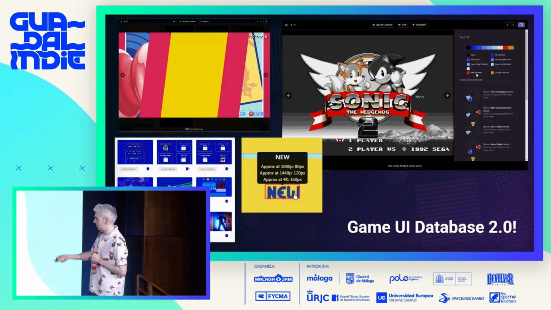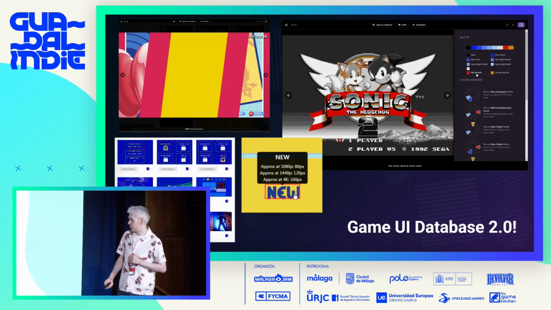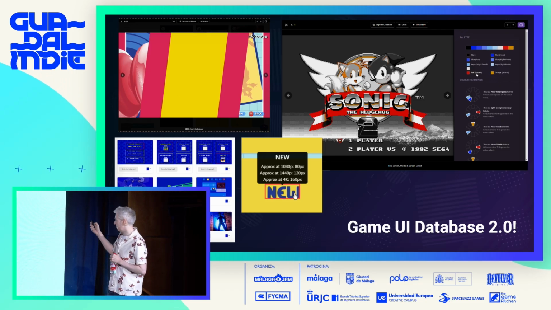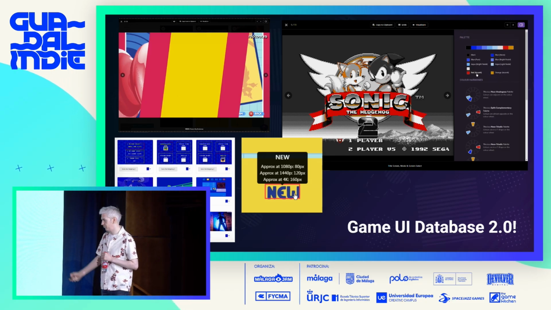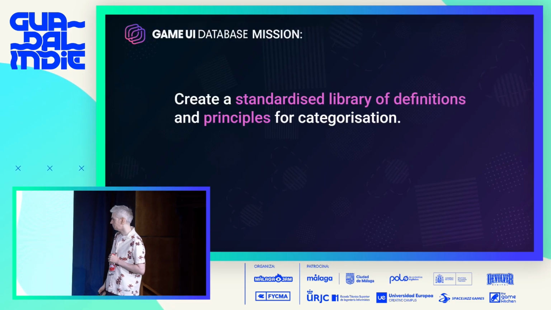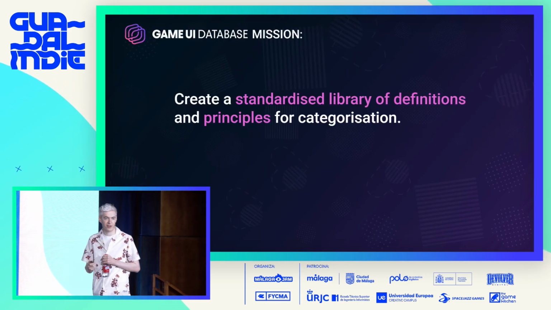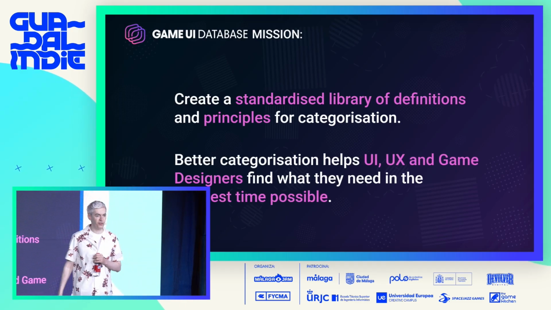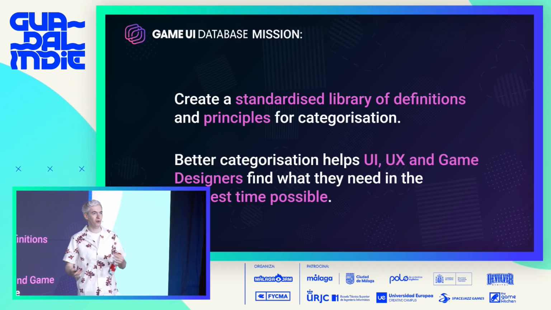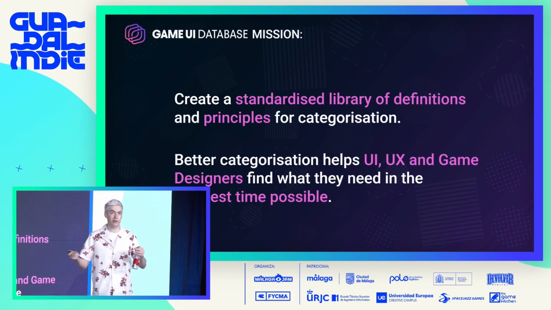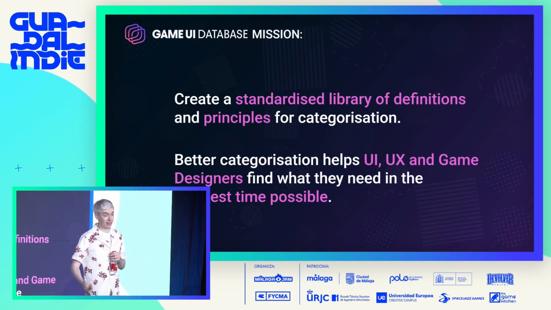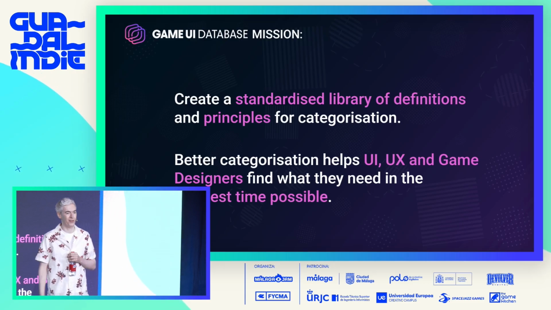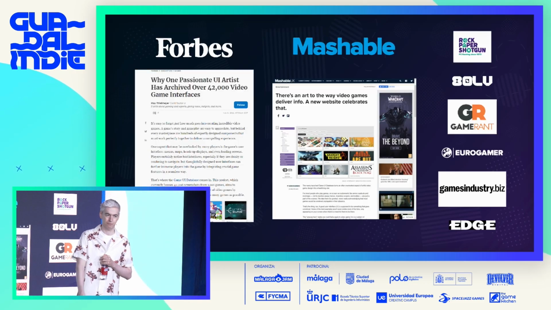Two years ago, I launched Game UI Database 2.0, which brought in video and color tools and all sorts of crazy stuff. My mission with the website was to create a standardized library of definitions and principles for categorization, because if we can find what we're looking for, it makes our job a lot easier and a lot quicker. Better categorization helps UI UX game designers find what they need in the shortest time possible.